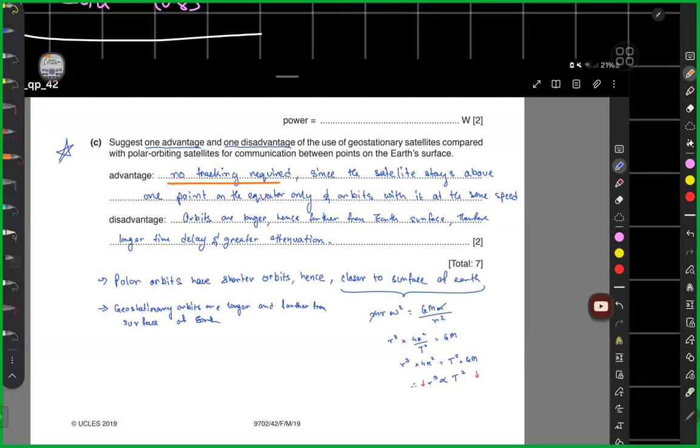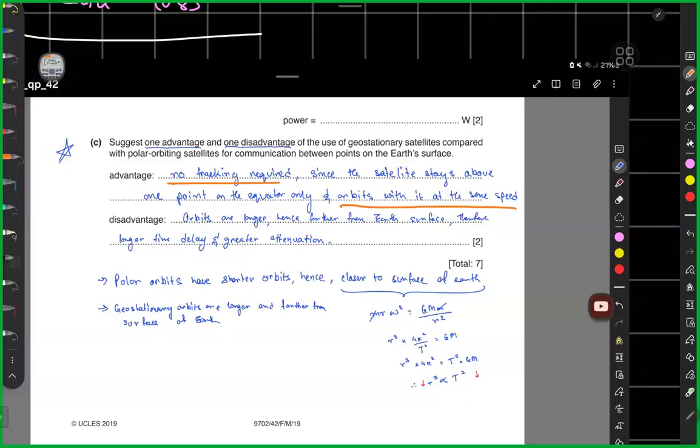Now, since the satellite is always above one point on the equator, the orbit of the satellite is the exact same as the Earth orbit. Okay. So that's the advantage. I mean, the main advantage is this is the explanation. But the main advantage is no tracking required.